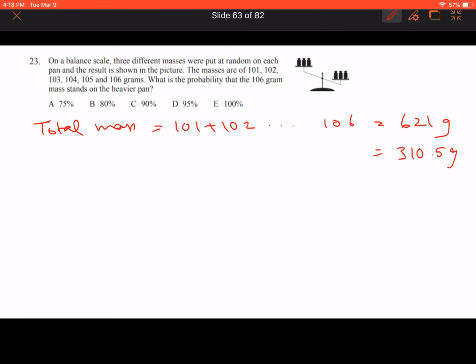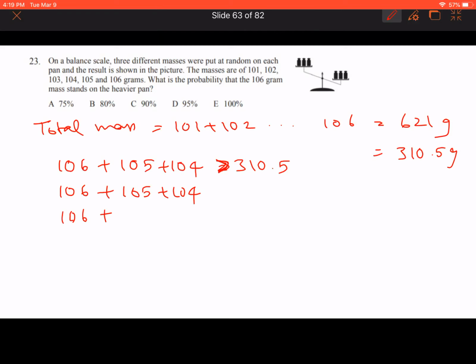Okay, so we will just find some combinations. That is 106 plus 105 plus 104. This combination will make a value which is greater than 310.5. That's the main scenario. Whatever values you add, it has to be more than 310.5. So we have got another combination like this. Sorry, I made a mistake. 103.